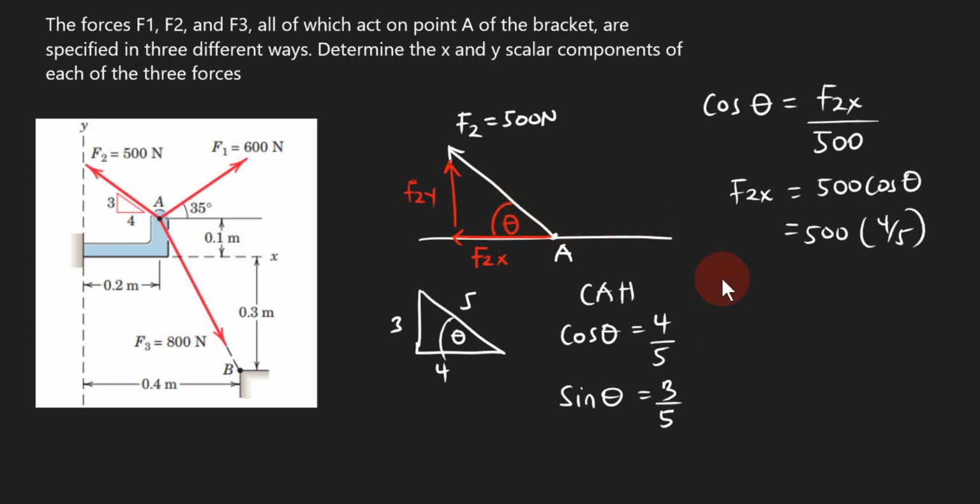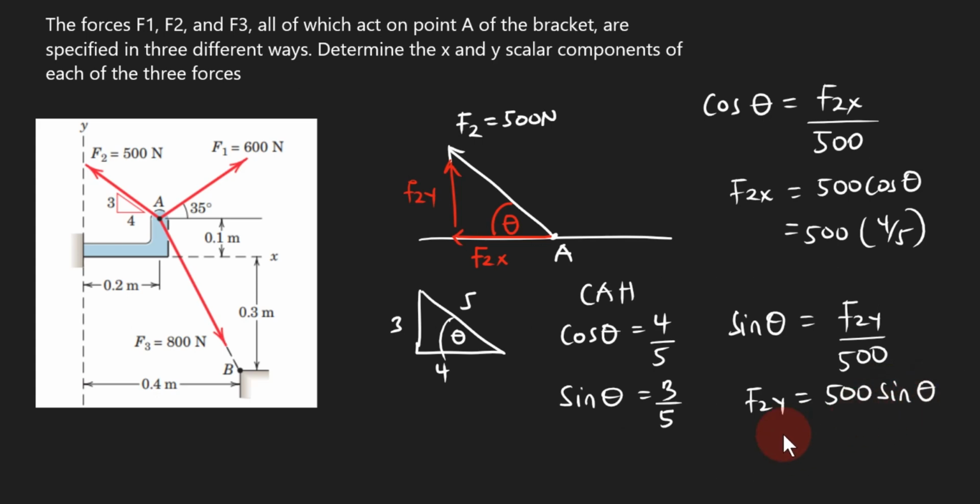We are going to do the same for the y component also. Sine of theta is equal to the opposite over the hypotenuse. That was F2y over 500. So we're going to have F2y equal to 500 sine of theta. But I know sine of theta to be 3 on 5, so that's going to be 500 multiplying 3 on 5. I think I have to rewrite this again.